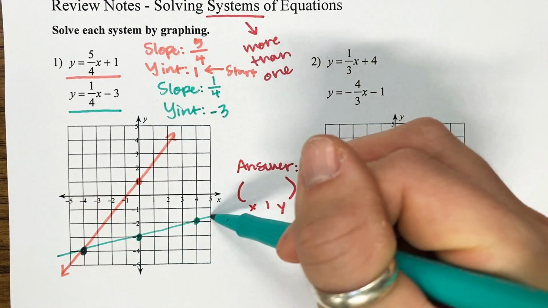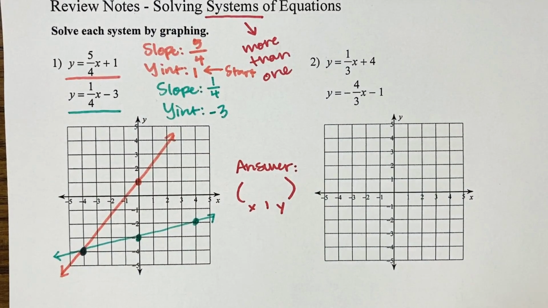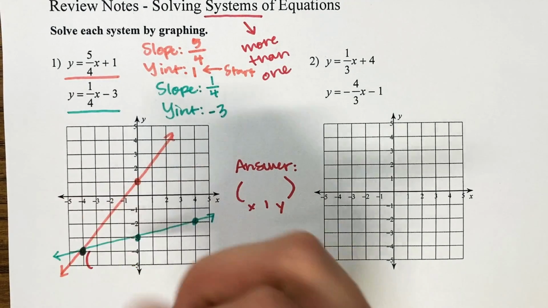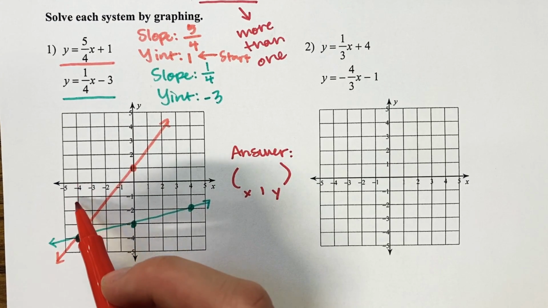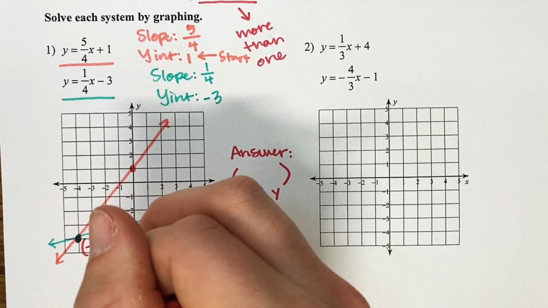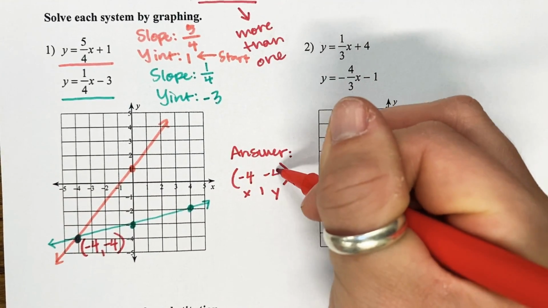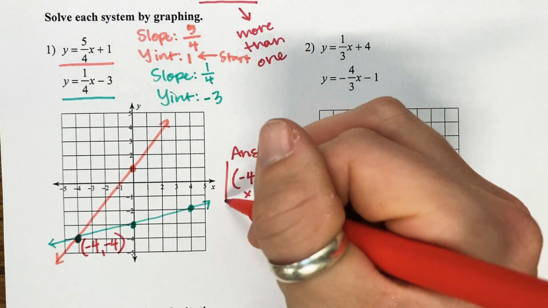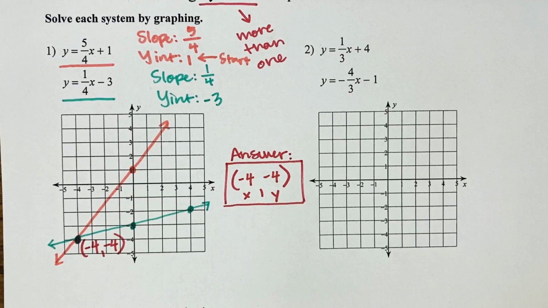Now I see where these two lines intersect, because that is what our answer is. So what is this coordinate point right here? Line it up with your x-axis first. It lines up with a -4. And then it goes down to -4. So our answer is -4, comma, -4. And that is our answer.